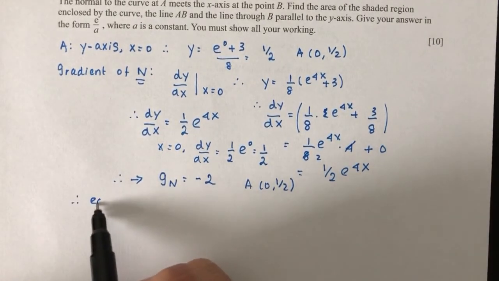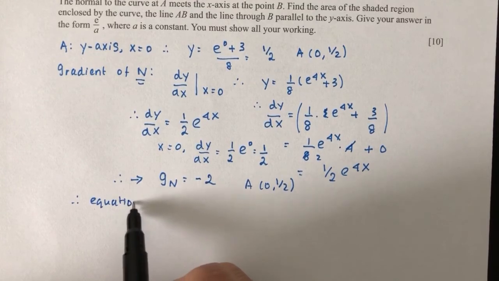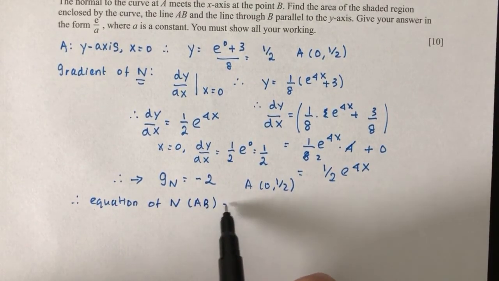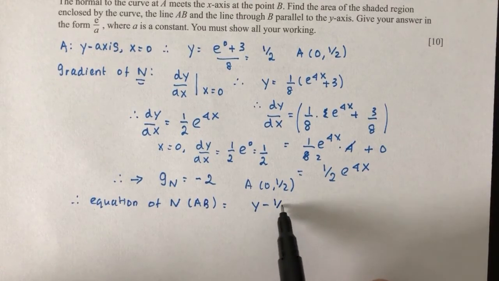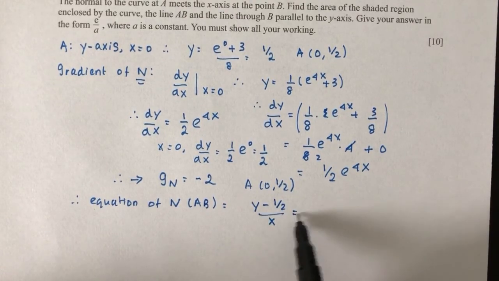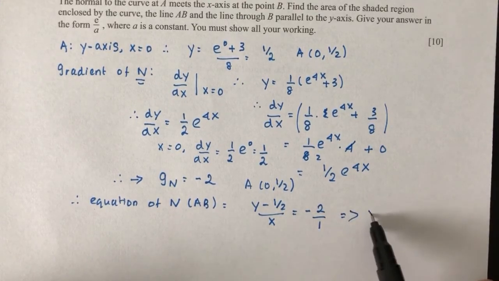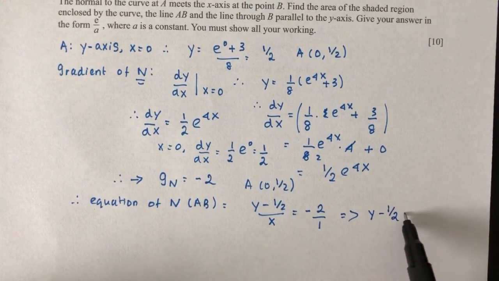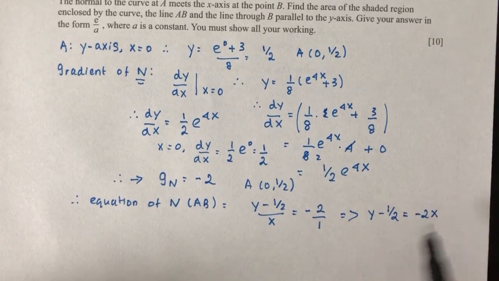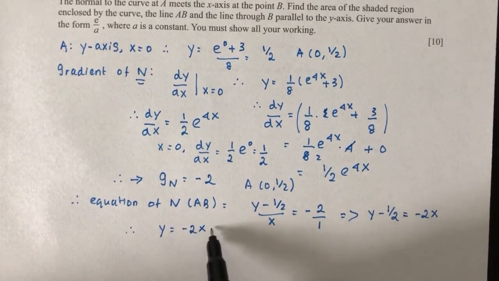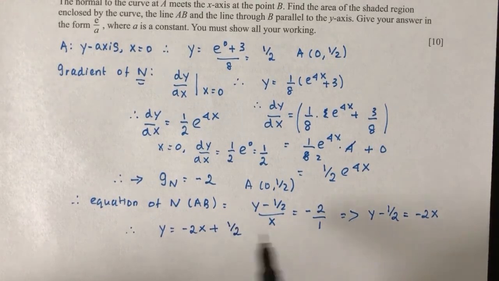So let's say the equation of the normal, which is the line AB, will be (y minus half) over (x minus 0) equal to minus 2. This will be y minus half equal to minus 2x. So y equals minus 2x plus half.